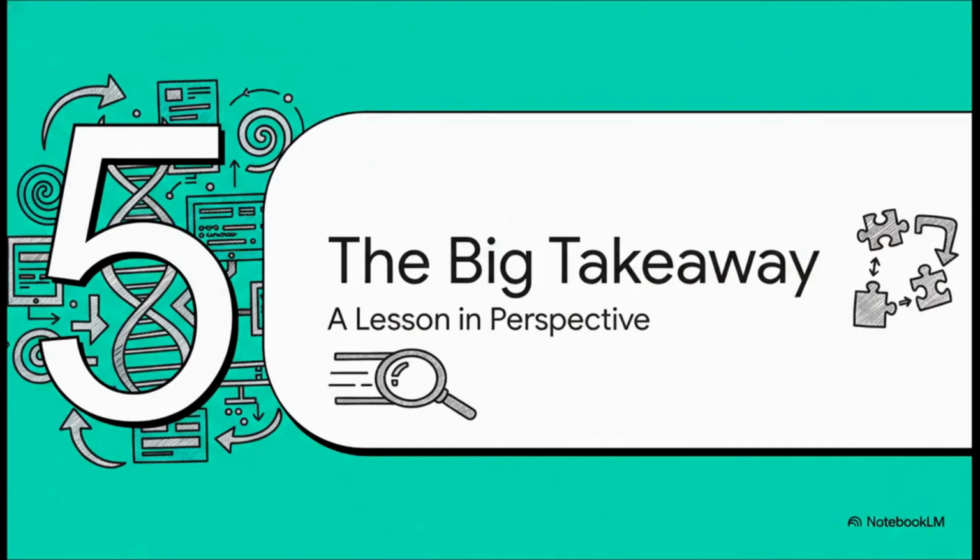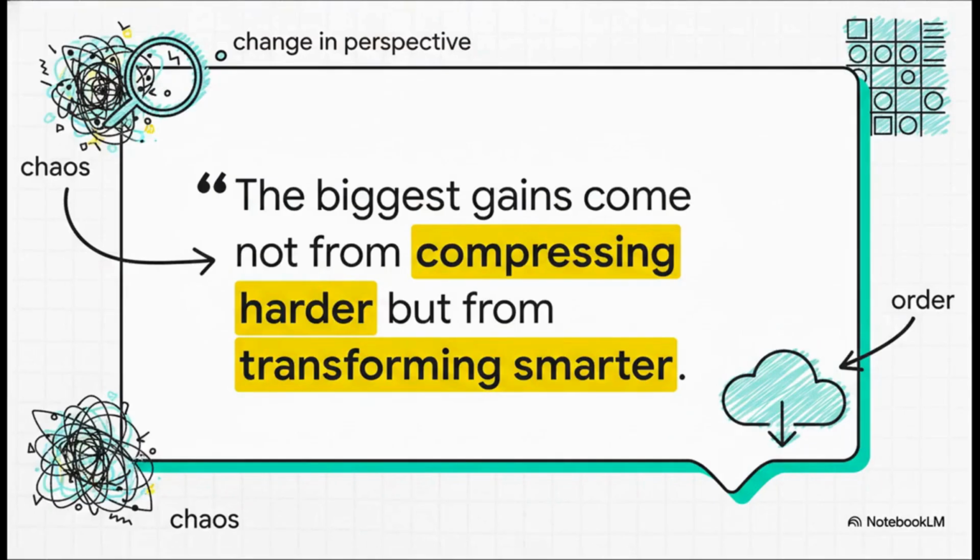So, after all this, what's the central lesson? What should we take away from the elegant genius of the Burrows-Wheeler Transform? The takeaway is really this beautiful idea. The most effective solution wasn't a more powerful compression algorithm. It was a clever change in perspective. It was about preparing the data, transforming chaos into order before even trying to solve the compression problem.